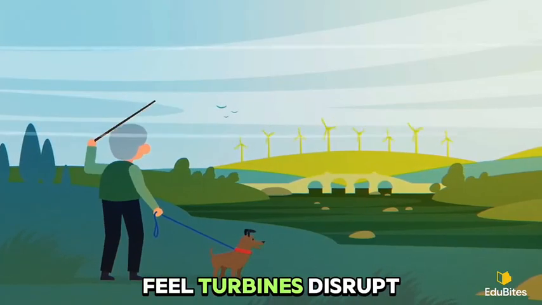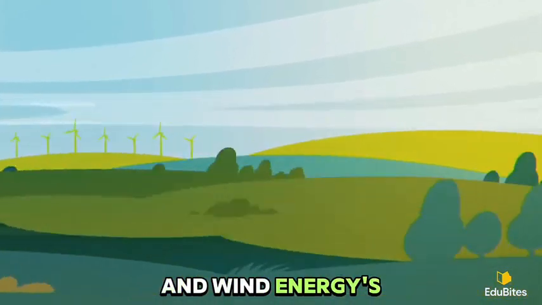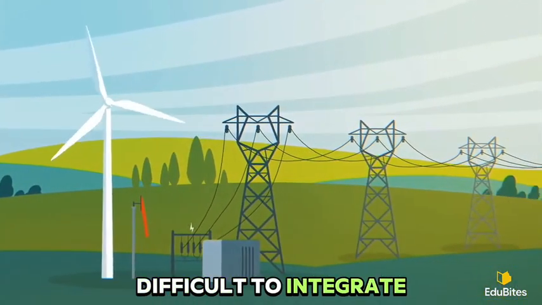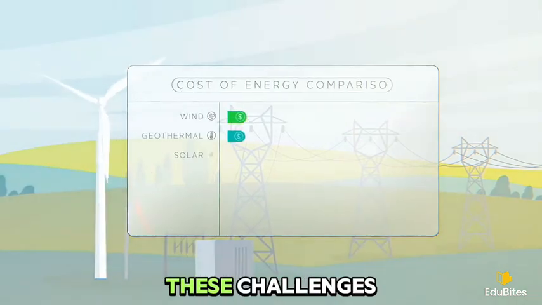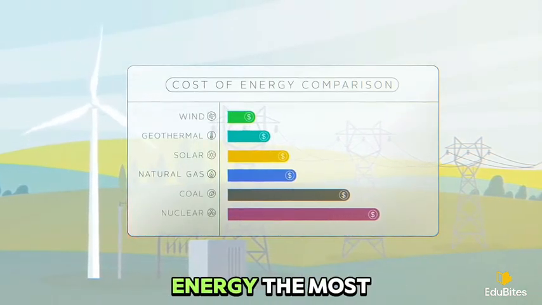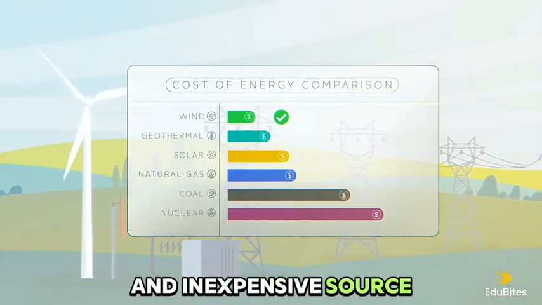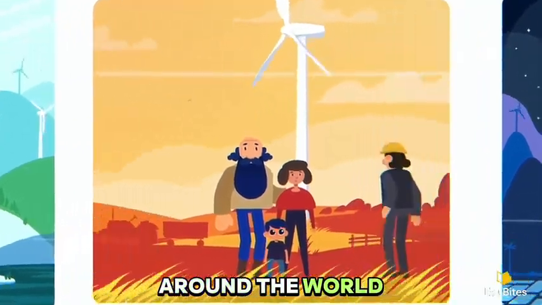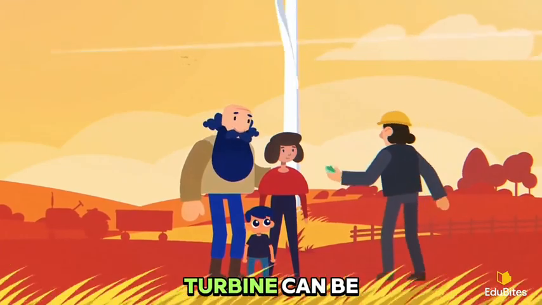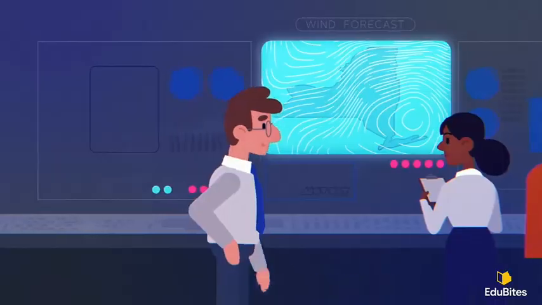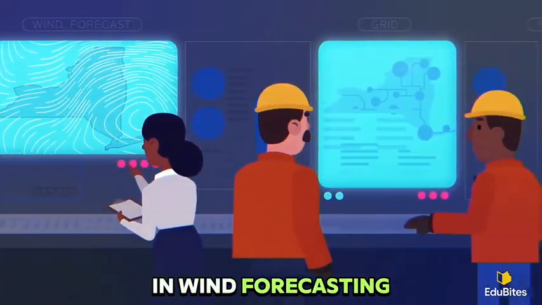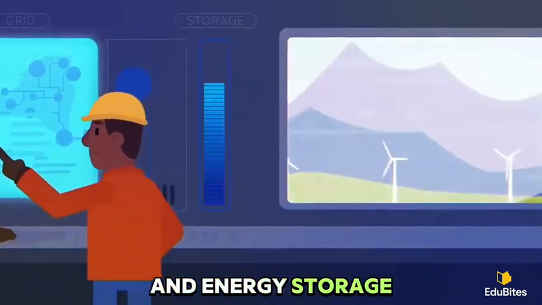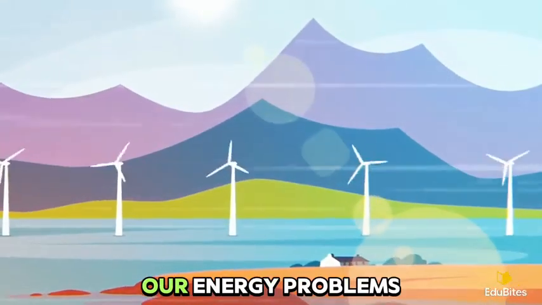Additionally, some people feel turbines disrupt natural scenery, and wind energy's intermittent availability can make it difficult to integrate into electrical grids. But even with these challenges, modern wind turbines have made wind energy the most efficient and inexpensive source of electricity. Wind turbines already provide essential energy for communities around the world, and for many farmers, hosting a wind turbine can be a reliable source of additional income. With continued improvements in wind forecasting, electrical grid infrastructure, and energy storage, wind power might blow away all our energy problems.